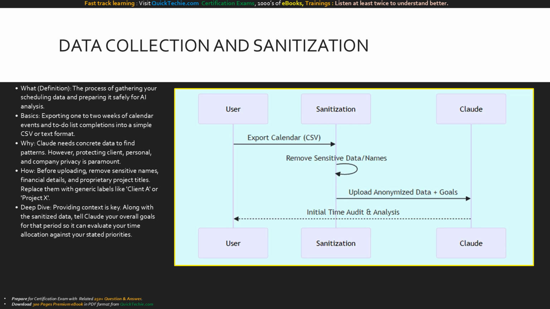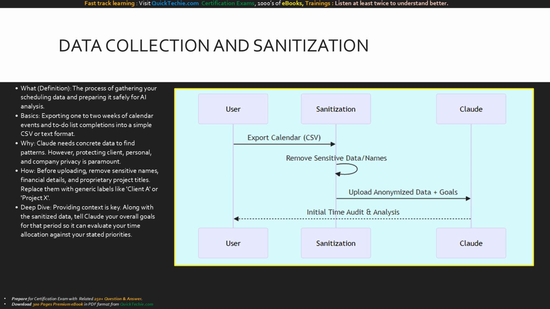Before Claude can analyze your schedule, we need to gather the evidence. The basics of data collection involve exporting your calendar and task lists, usually a simple CSV export from Outlook or Google Calendar covering the last 2 weeks. But here is the critical why and how. Privacy is paramount. You must sanitize your data. Never upload sensitive personal information, proprietary company data, or private client names. Replace "strategy meeting with Apple" with "strategy meeting with client A." Once your data is anonymized, you upload it.